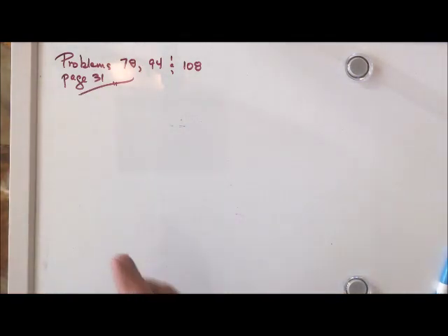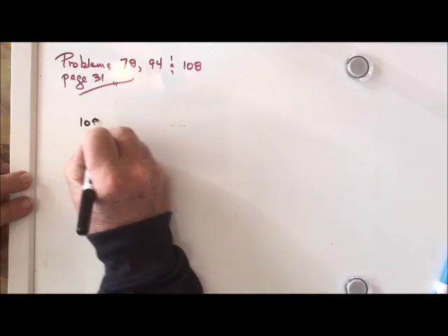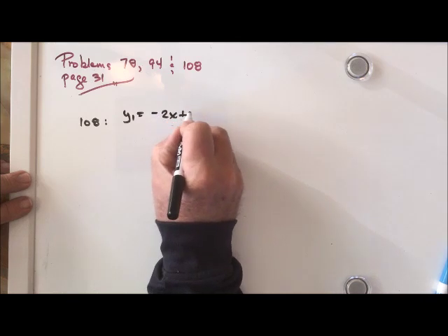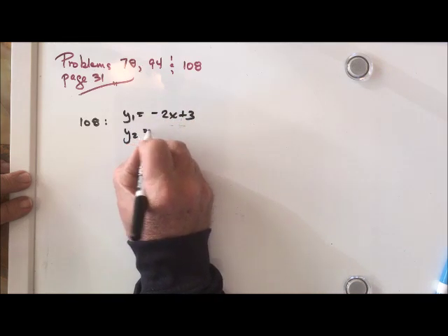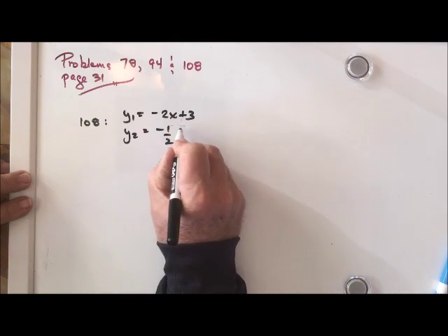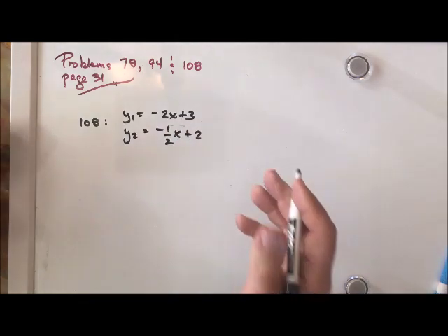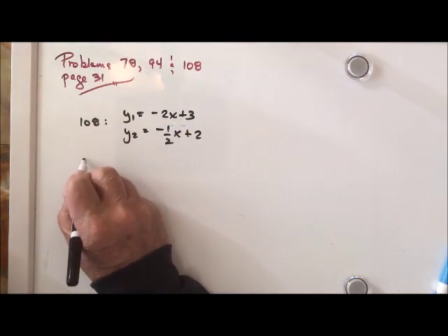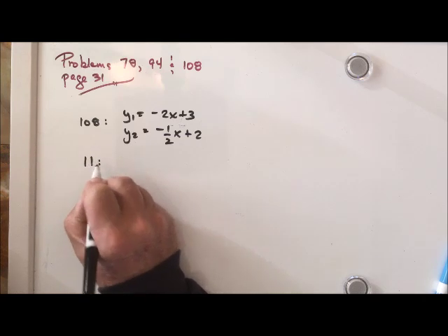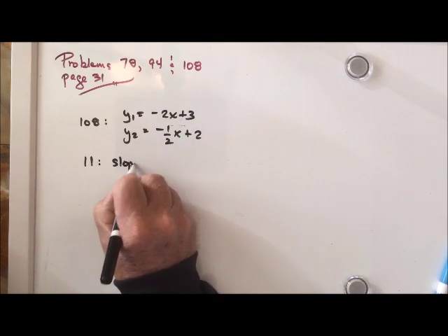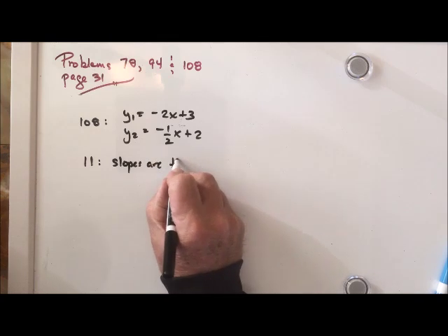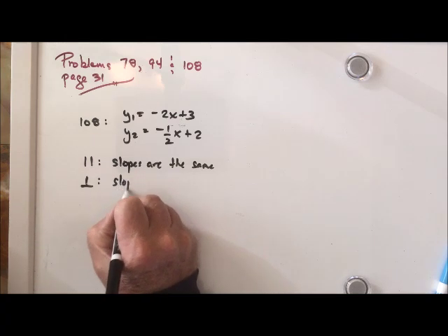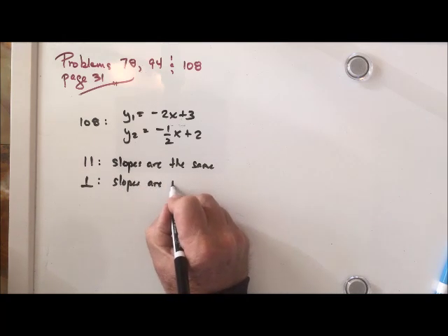Problem 108 actually gives you 2 lines. 108 gives you the line y1 is equal to minus 2x plus 3, and it gives you a second line, y2 is equal to minus 1/2 x plus 2, and it asks you to tell whether or not these 2 lines are parallel, perpendicular, or neither. So in this case, you've got to remember that 2 lines are parallel if their slopes are the same, and 2 lines are perpendicular if the slopes are negative reciprocals.